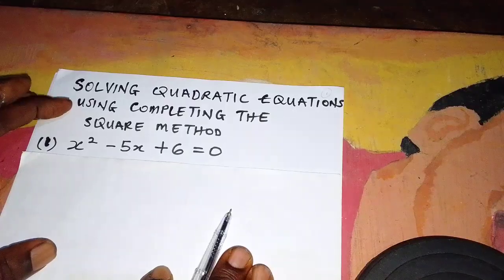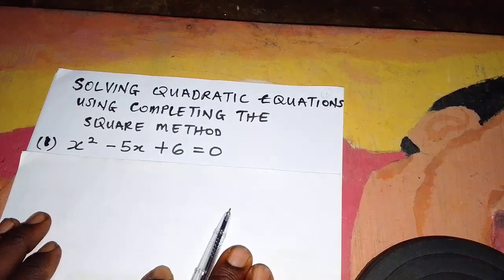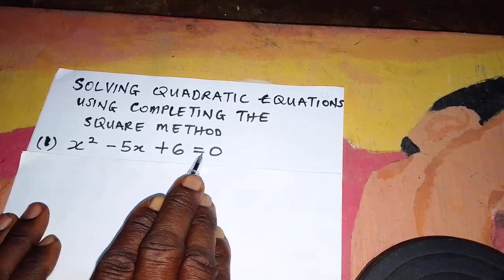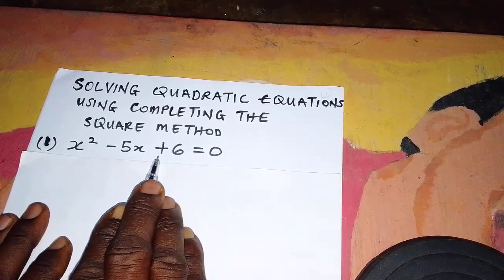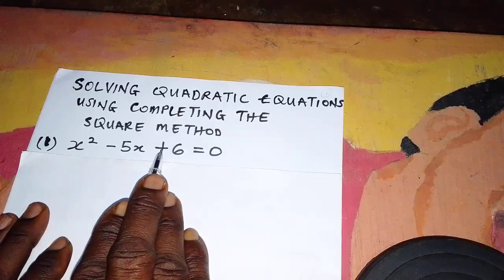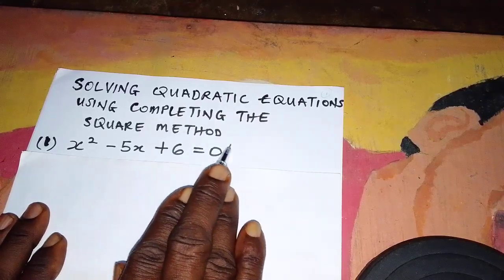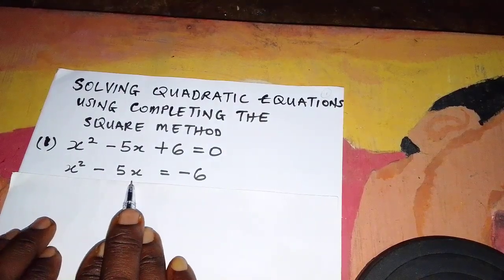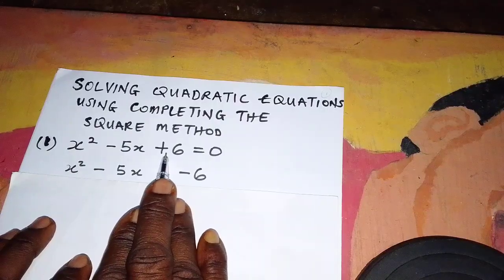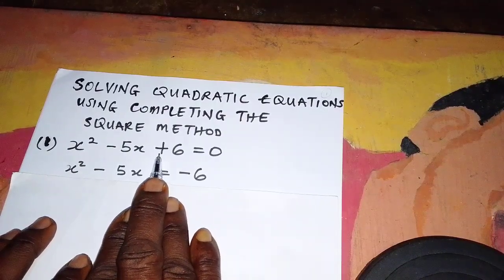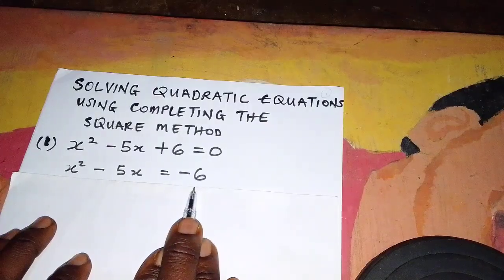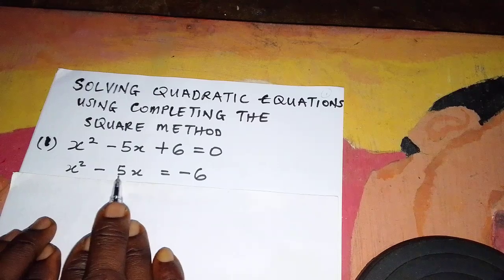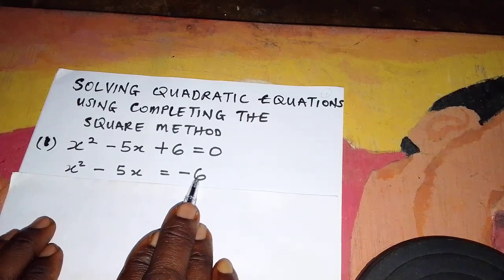First of all, if you have a quadratic equation, x squared minus 5x plus 6 equals 0, the term that does not have x is a constant. You first of all bring it to the other side. So that means you now have x squared minus 5x. This plus 6 is the constant. Whenever it crosses the equality sign, it will turn to minus 6. So you now have x squared minus 5x is equal to minus 6.